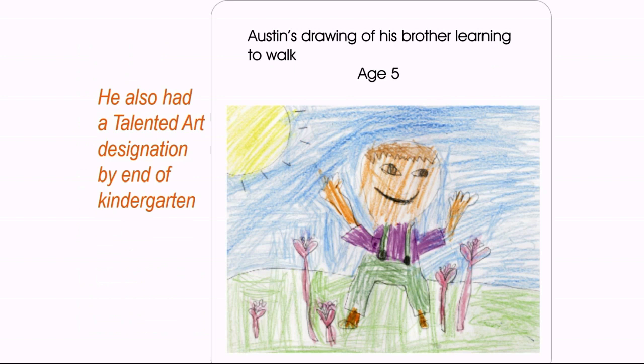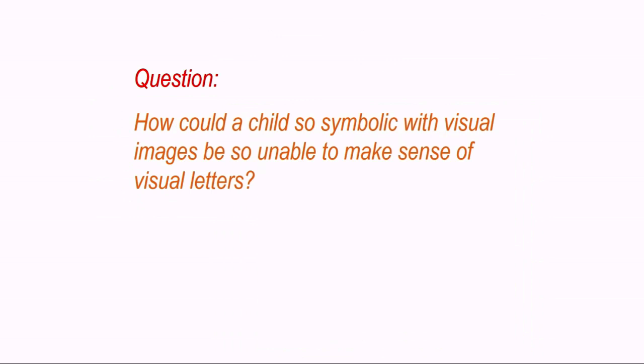So in kindergarten, he also had a talented art designation because he'd been drawing since he was 2. And this is an example of his drawing of his little brother learning to walk that he drew as a kindergartner. So the question became, how could a child so symbolic with visual images be so unable to make sense of visual letters? Aren't they visual symbols too?